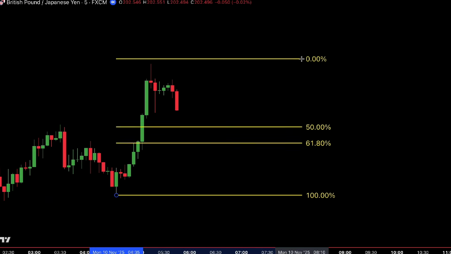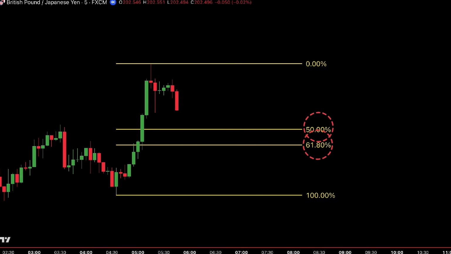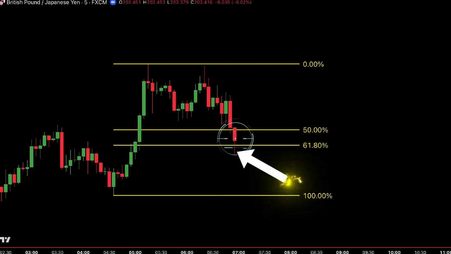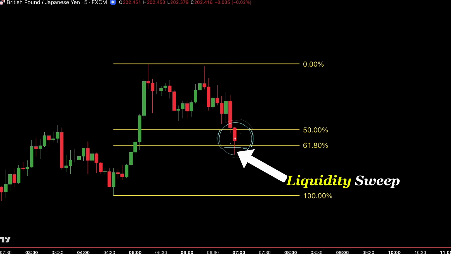Think about it. If millions of traders place entries and stop losses around 50% and 61.8%, what do institutions see? A perfect pool of liquidity, a perfect place to trigger orders, a perfect trap. So what happens? Price taps the 50% level, early retail traders jump in, institutions push price deeper into the 61.8% level, and that final push is where most stop losses are taken out. Then, once liquidity is collected, the real move begins.